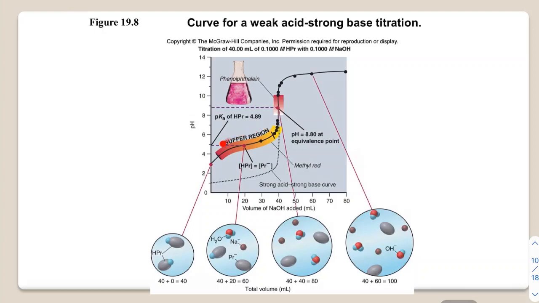This region is what we call the buffer region, because in this region we start to have a mixture of a weak acid and its salt. And then the third point is the equivalence point. We have a steep increase here, and this is the equivalence point, and the value is greater than 7. And the fourth region is where we observe a gradual increase in the pH until it is constant at the end of the process.